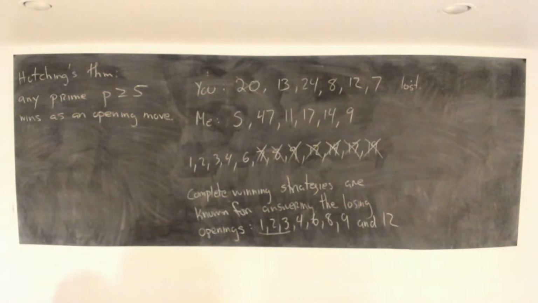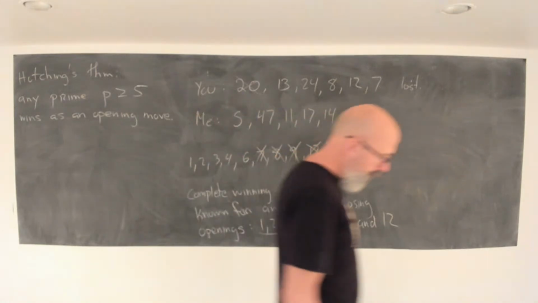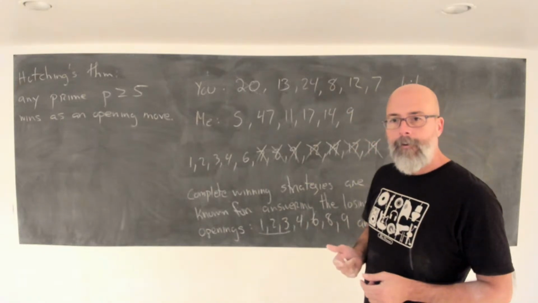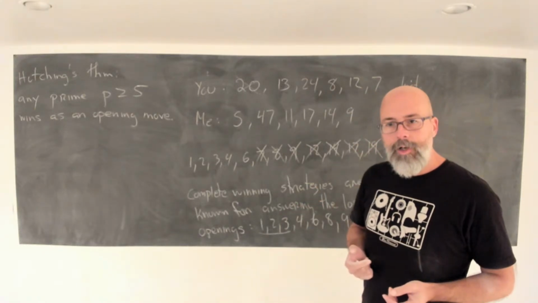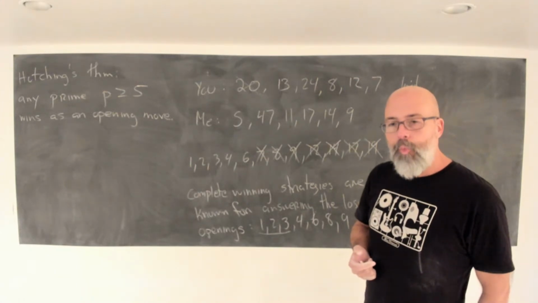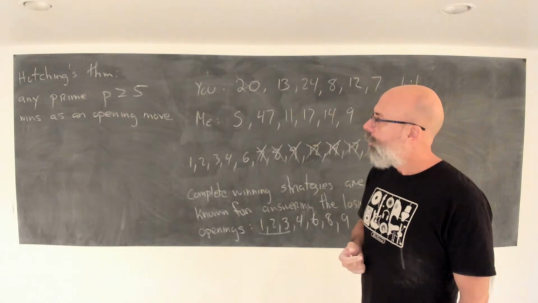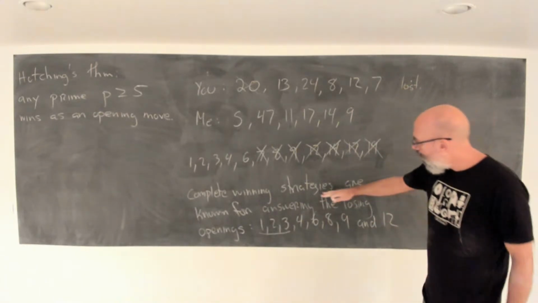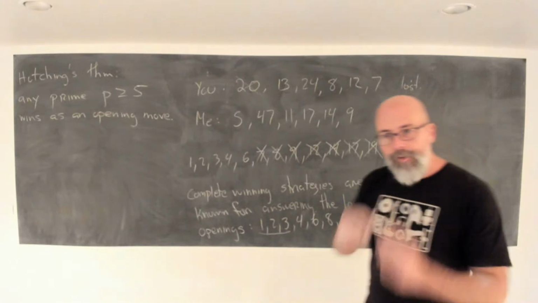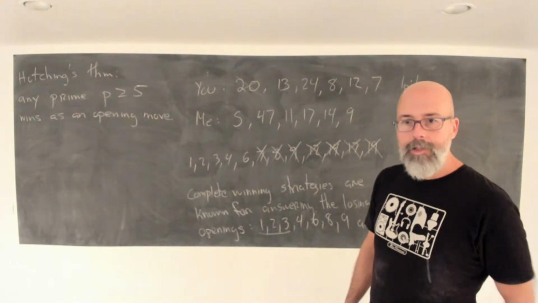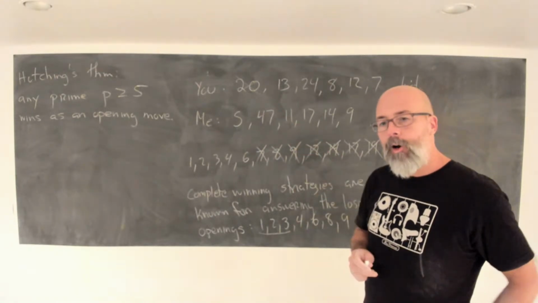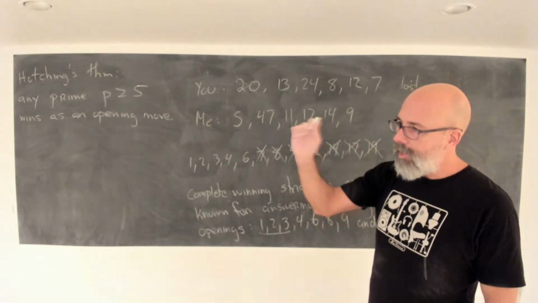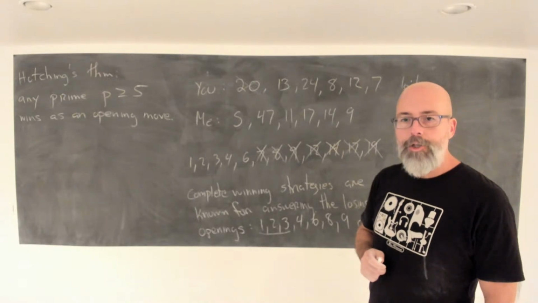However, interestingly enough, Hutchings' proof of this theorem isn't constructive. So it's a very nice theoretical result. Nobody knows what the optimal play actually is. We don't have a complete winning strategy. We know one exists. If you start with a prime bigger than or equal to 5, you should win. But there isn't a known strategy.